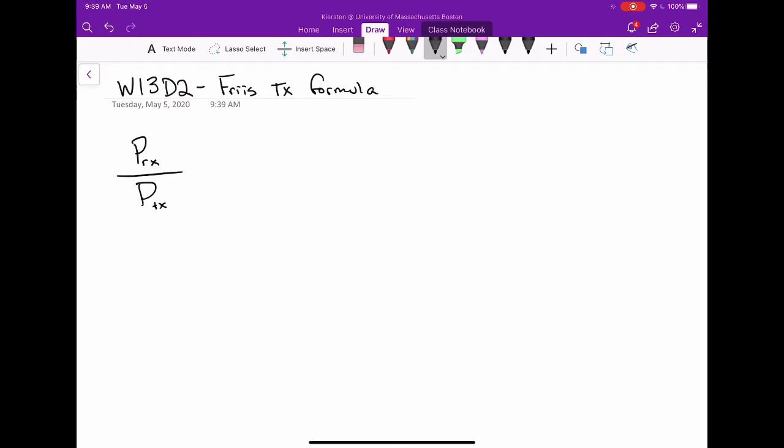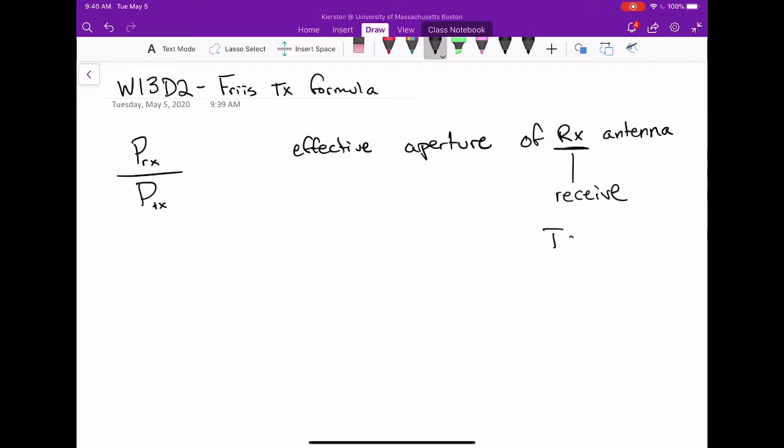The first key ingredient is something called the effective aperture of the receive antenna. You'll see these abbreviations a lot today. RX means receive, and TX means transmit. Transmit with a T.